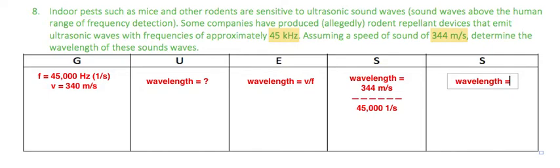So let's go ahead and divide 344 divided by 45,000 is going to give us 0.0076. We'll round there. Final answer, meters. Forgot to change that to 44. Let's double check that. And that would be your final answer.